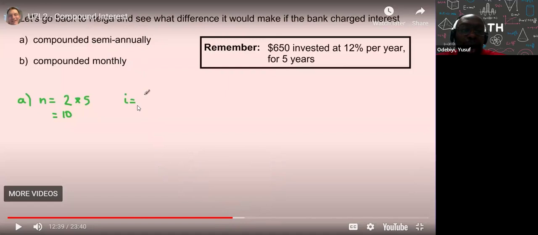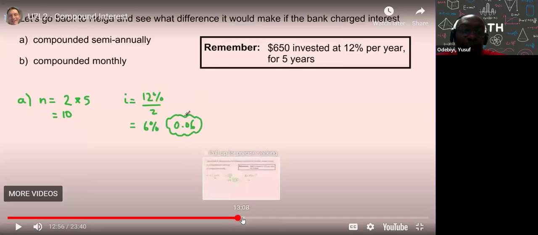Okay, now if you're looking at I, that is your interest rate, and your interest rate is going to be divided by the compounding periods you have per year. So my I will be divided by 2. So 12% divided by 2. So my I is going to be 6% per compounding period in that year.